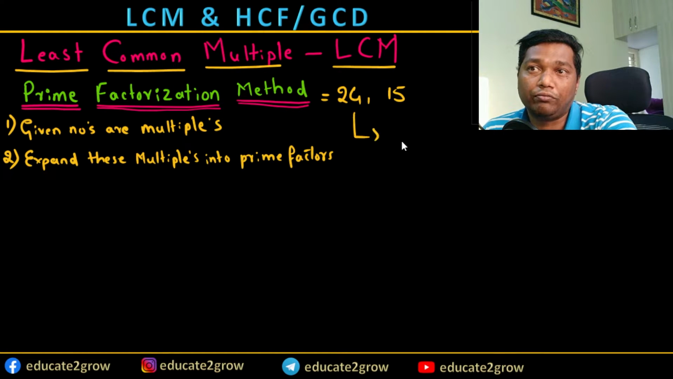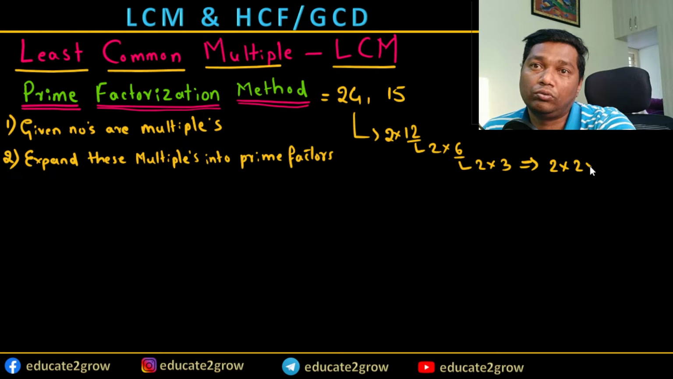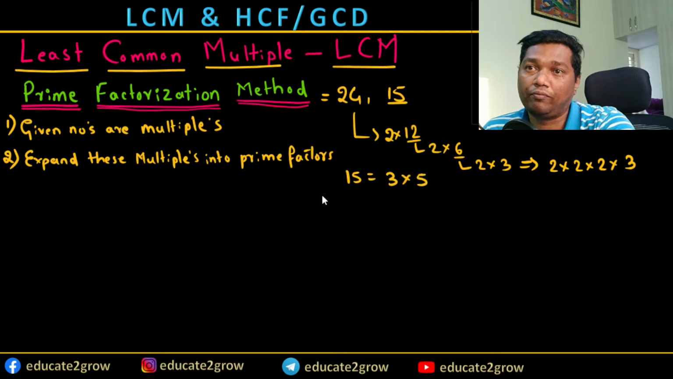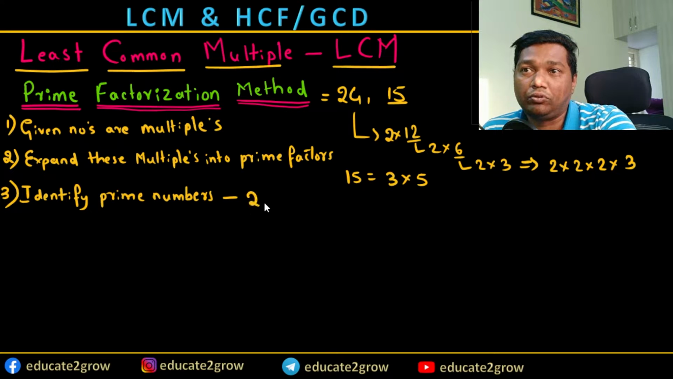Let's take 24 first. 24 is 2 into 12. So 12 becomes 2 into 6. 6 becomes 2 into 3. So we have 2, 2, 2 and 3. Now we need to find the 15. So 15 is 3 into 5. So this is how we expanded into prime numbers. Let me take a third point which we need to concentrate on, that is identify the prime numbers. So identify the prime numbers 2, 3 and 5 in this.